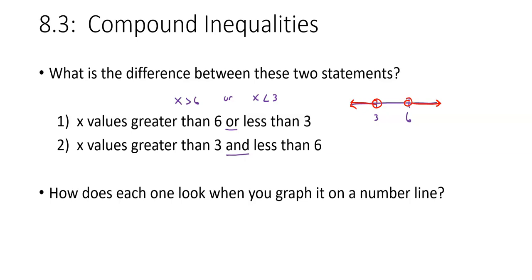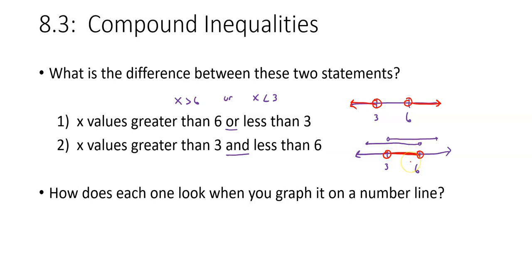The second one says x values greater than 3 and less than 6. So greater than 3 and less than 6 means it has to satisfy both of them. So if I have a number line here, and I'll put 3 on there, I'll put 6 on there, I want greater than 3. So here's the ones that are greater than 3. Here's the ones that are less than 6. Where do they overlap? They overlap in that middle between 3 and 6. So for this one, our solution is all the values between 3 and 6.